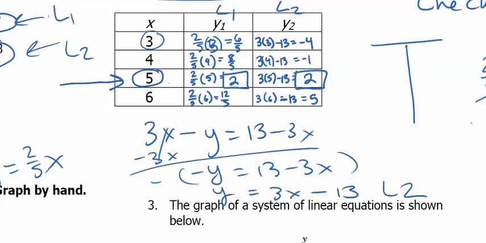So if both x's are 5, if I use x for both the first line and the second line, it's going to give me the same y value of 2 for both the first line and the second line. Therefore (5, 2) is a solution, and it's the only solution that will actually satisfy both lines. So it's the point that they share. Both lines share the point (5, 2).